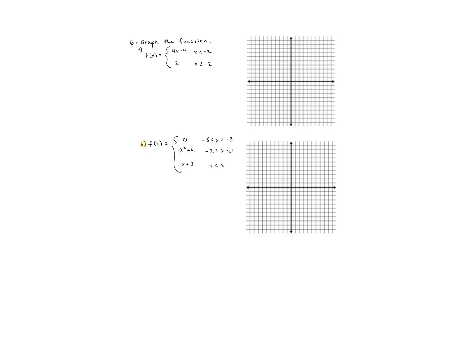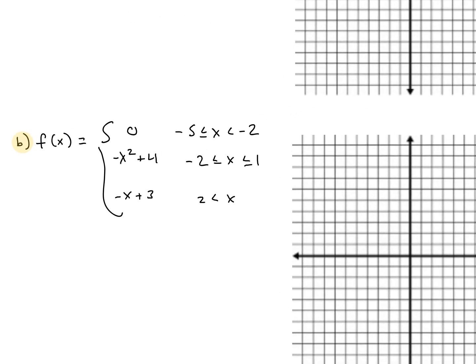Let's look at B. So we've got 3 pieces to our graph here. We're going to graph one piece at a time. So starting with our first piece. What do we know about this piece? What's the shape of our graph going to be? It's going to be what? A line, but what type of line? If I just had y equals 0, what type of line would we have?